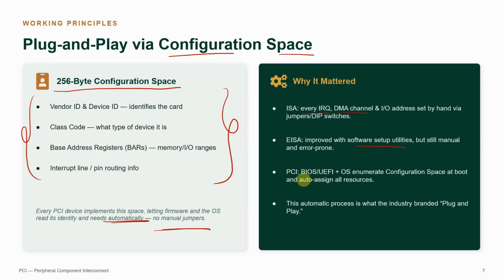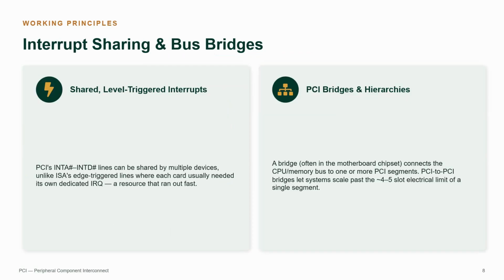BIOS and OS, which are going to enumerate my configuration space at boot time itself. So whenever the system is booting, it is going to configure the space, and it is going to auto assign all the particular resources. I don't need to manually allocate it. And this automatic process is known as the plug and play model.